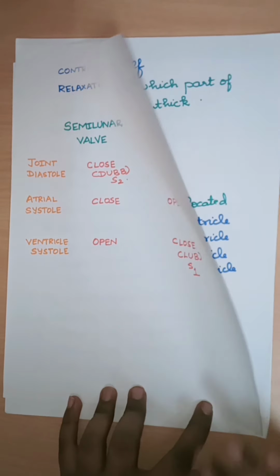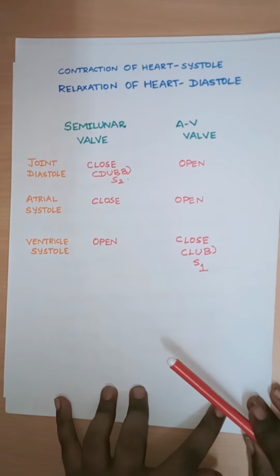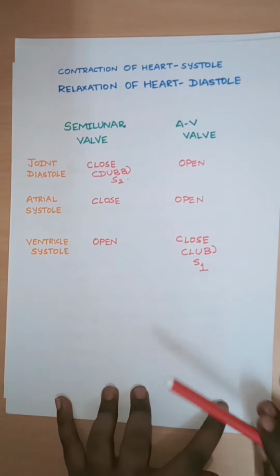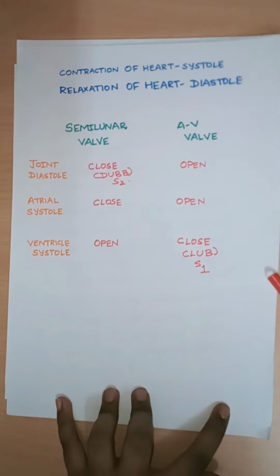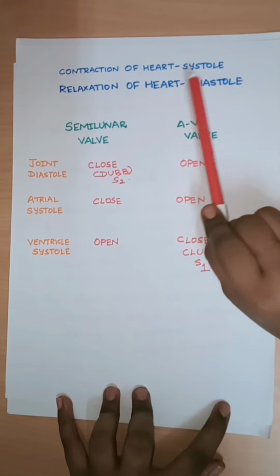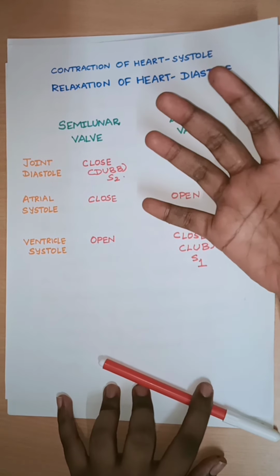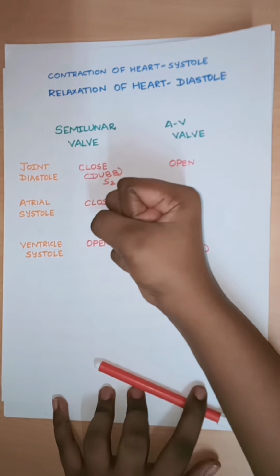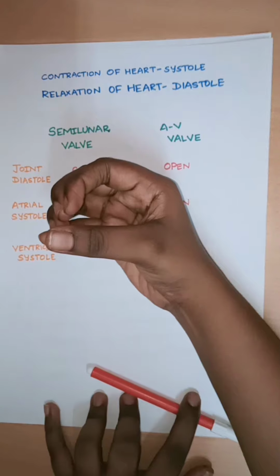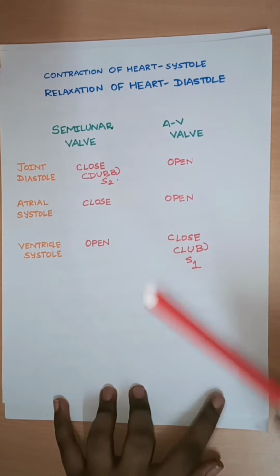Now comes the very interesting topic, that is sounds of the heart. We all know the lub dub sound, okay? Let us know the physiology behind that sound. Contraction of the heart is known as systole, and relaxation of the heart is known as diastole. Imagine this as your heart, okay? Whenever it contracts, it is known as systole. Whenever it relaxes, it is known as diastole, okay?